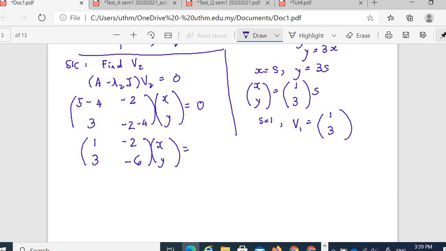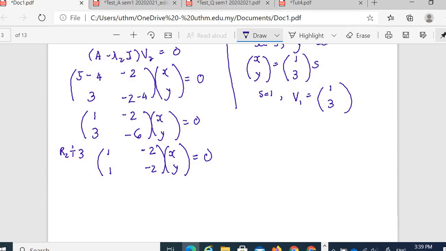x, y equal to 0. Okay, you notice row 2 I divide by 3. Row 1 I didn't change anything. Row 2 I divide by 3, so 3 divided by 3 is 1, negative 6 divided by 3 is negative 2. So x, y equal to 0. Row 1 is equivalent to row 2. Row 1 and row 2 actually represent the same equation. Two unknowns are left with only one equation, which is x minus 2y equal to 0.